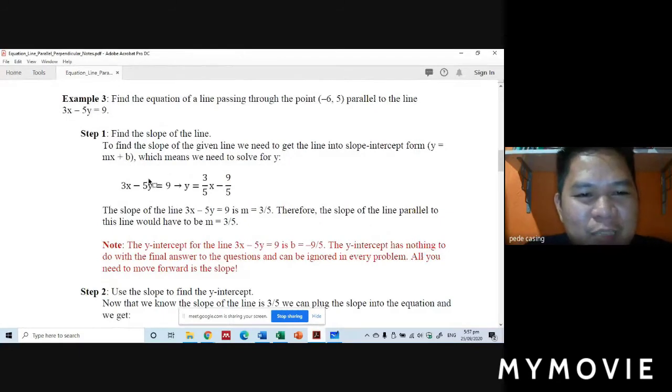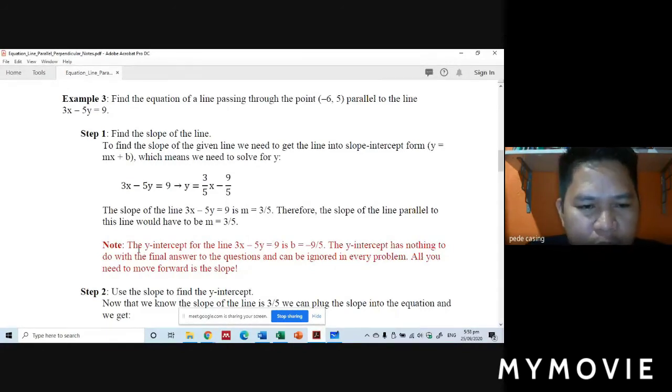So y equals mx plus b. Our given equation is 3x minus 5y equals 9. So take note, the shortcut method is m equals negative a over b. So negative a, meaning negative 3 over negative 5, it becomes positive 3 over 5, or 3/5. So that is the slope. So the slope of the line 3x minus 5y equals 9 using the shortcut method is m equals 3/5. Therefore, the slope of the line parallel to this line would have to be m equals 3/5.